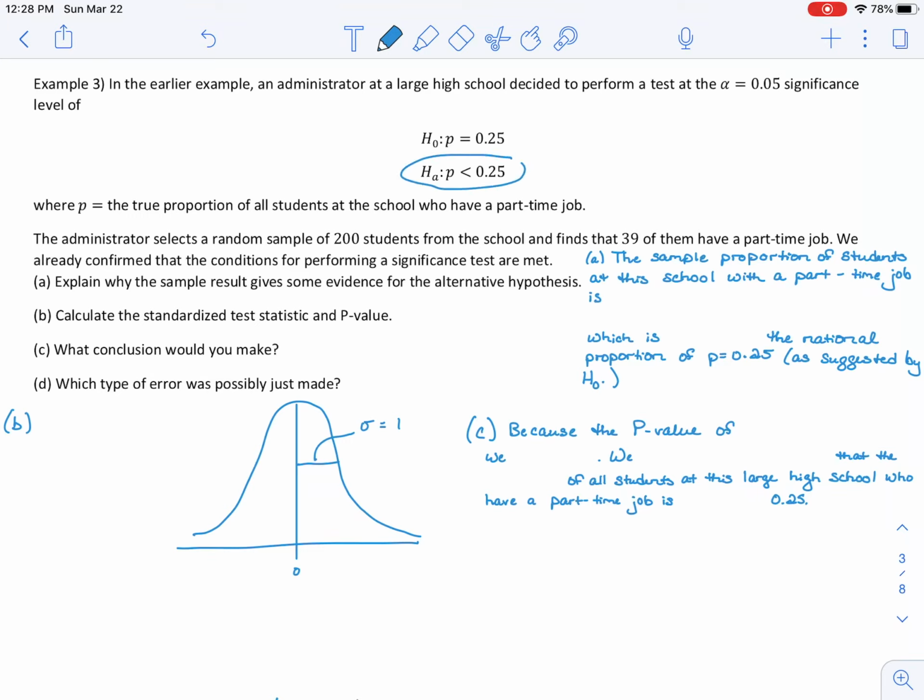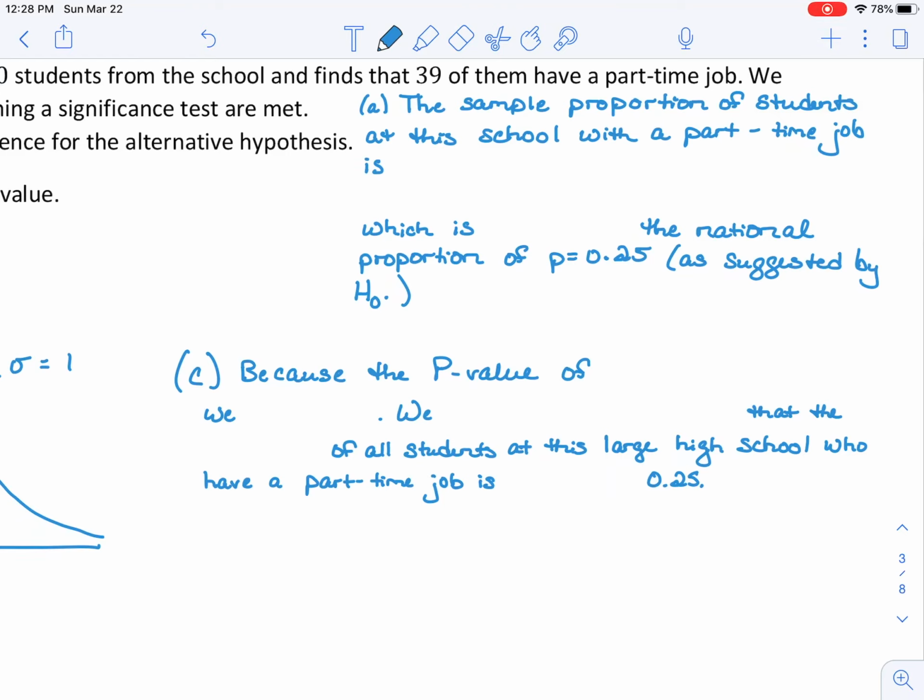So again, they're suspecting that it's less than 25%. A sample was taken and they actually found what they got in the sample. So if 39 of the 200 students have a part-time job, that means we have a sample proportion of 39 out of 200. I already filled out some of this because you don't need to sit there and watch me type forever. So the sample proportion of students at this school with a part-time job is p-hat = 39/200 = 0.195. Now 0.195 is in fact less than the national proportion.